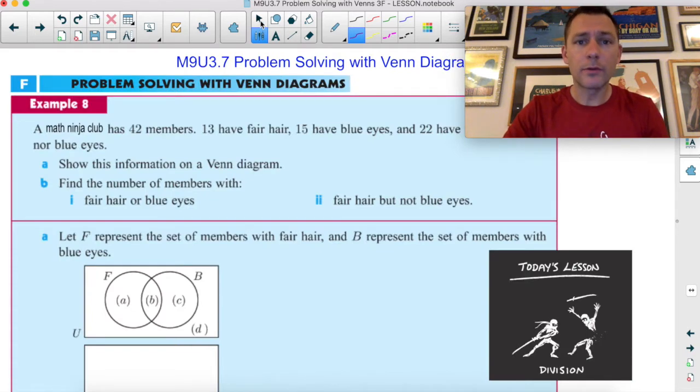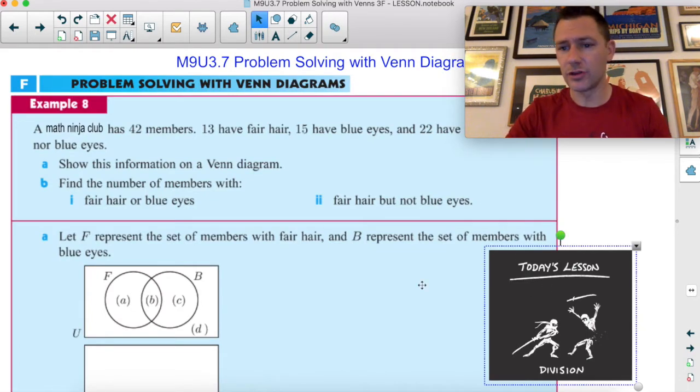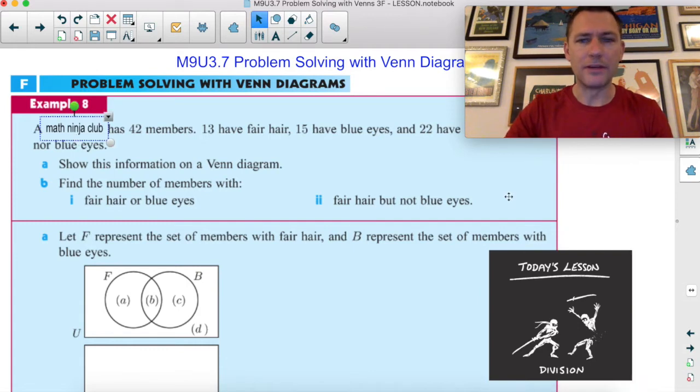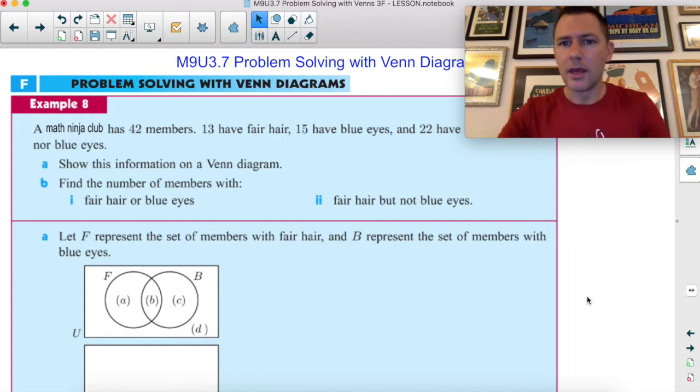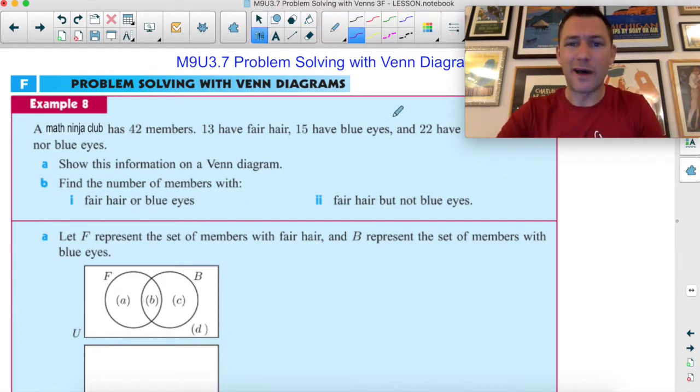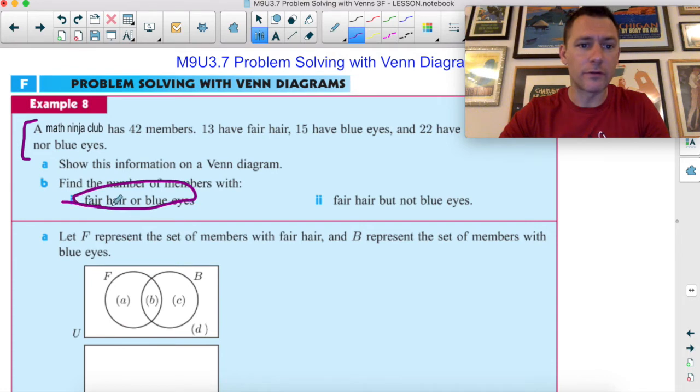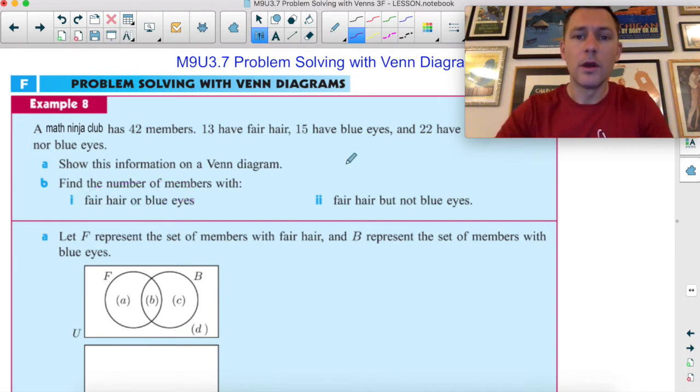Okay, this is what I want to do with you today. Today's lesson, division. We have a Math Ninja Club. That's where that came from. And we have some information about this. Now, this is what I want you to be able to do. This is kind of like the 5-6 of the whole thing. Can you take a situation, build a Venn diagram, and then use it to solve some problems? Cool. So I'll walk through this one with you, and then we'll look at something a little more intricate.